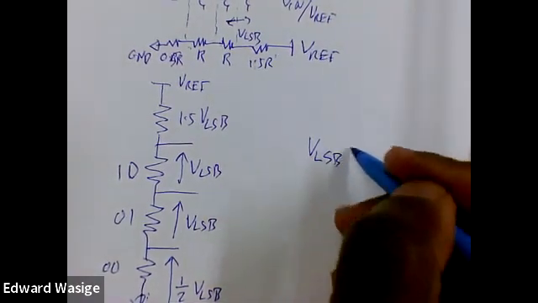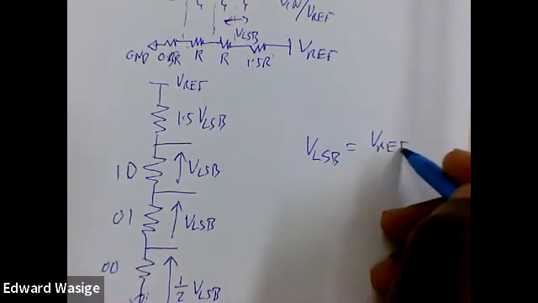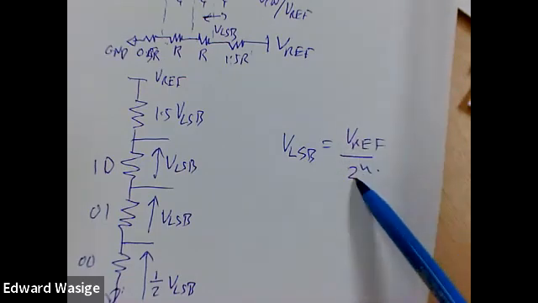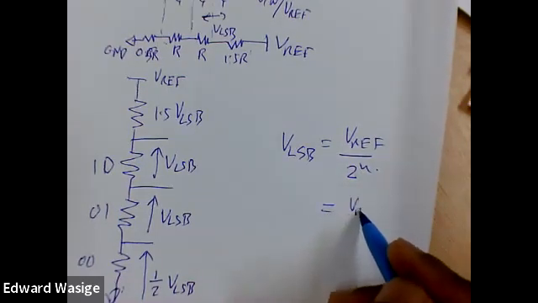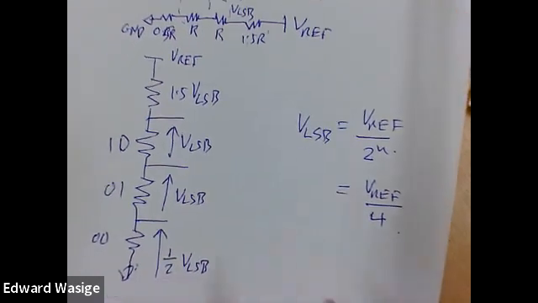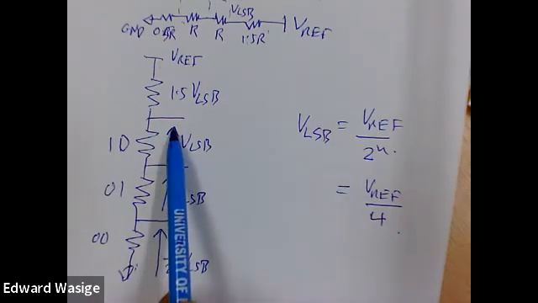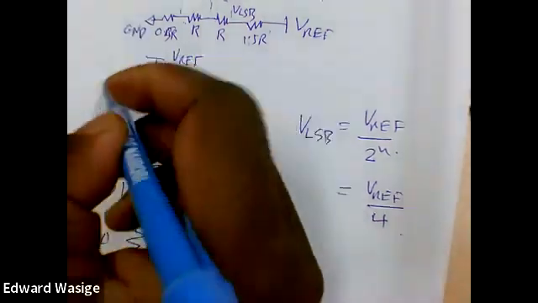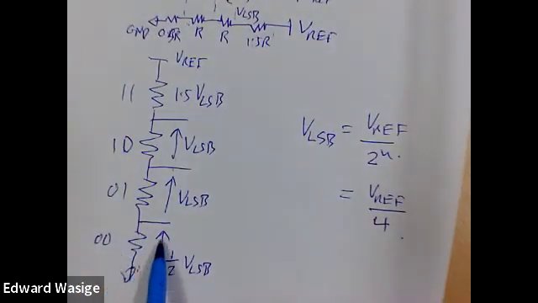Remember, the definition for VLSB is Vref divided by 2 to the power n. So if n is equal to 2, this is Vref divided by 4. We split this into the 4 regions. The first region, because it corresponds to 0 0, we only go halfway. The second part, we go the full VLSB.